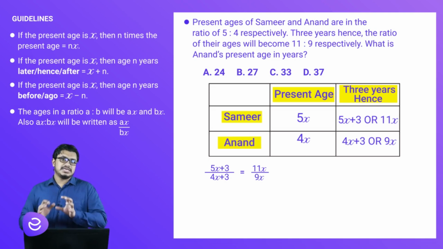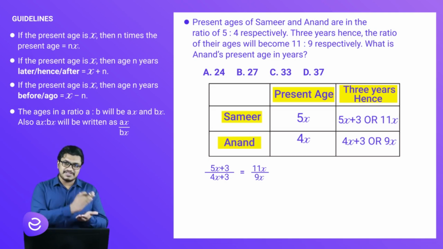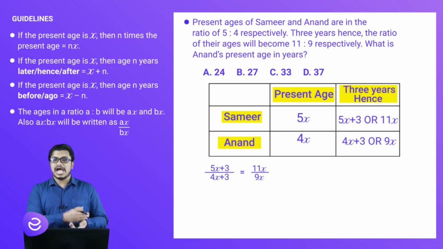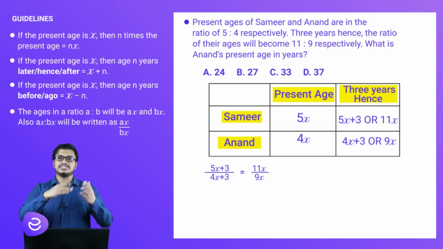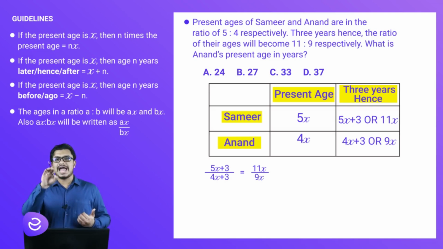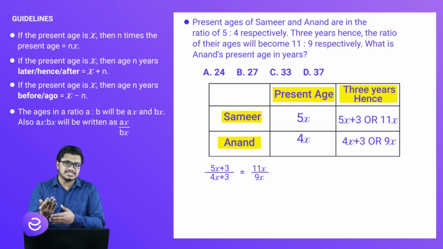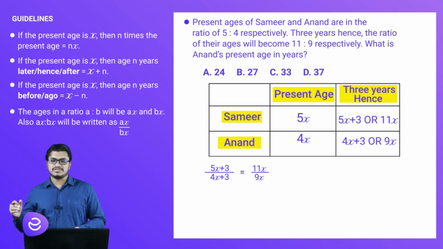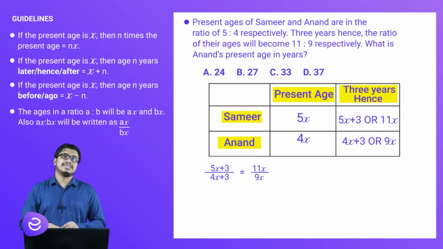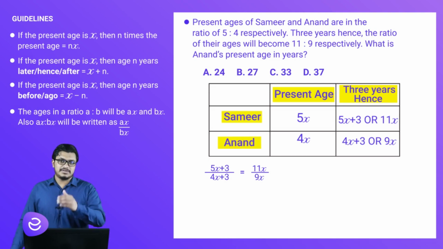So, what happens is here, don't get confused, we have their ages as 5x and 4x. After 3 years we have 5x plus 3 and 4x plus 3, and since it is a ratio we can write it in a division form which is 5x by 4x, and we will add 3 for both because both their ages are increasing by 3. And after 3 years their ages are 11:9, which we can write as 11 by 9, and since it is a ratio and not their actual ages, to find out their actual ages we write it as 11x by 9x. So, if you see the representation on the screen, it is very clear to you.